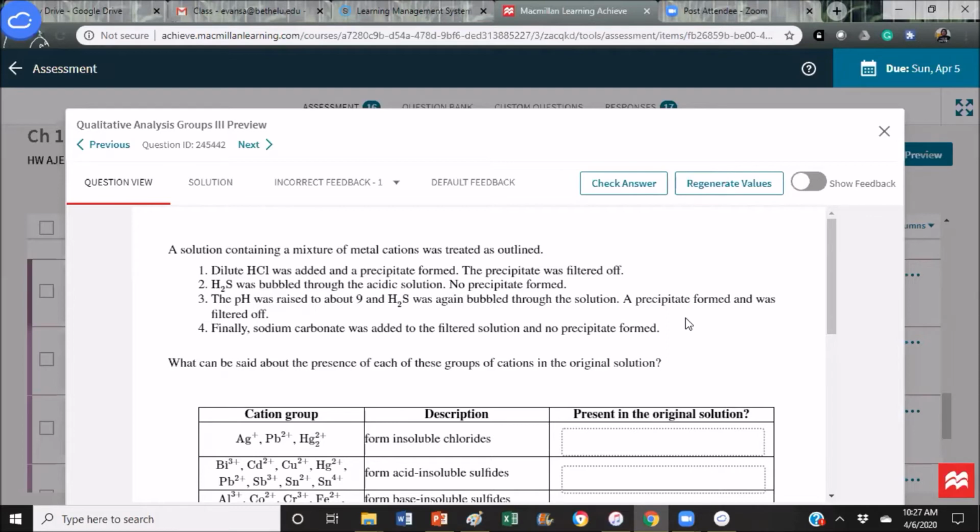This is something I did in high school. There's actually a dozen different tests. You could split this one up and test for silver individually, mercury individually, and lead individually.